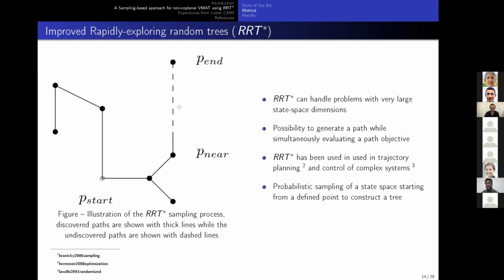So RRT is used usually in robotic trajectory planning or in robotic control, or usually in control of systems. But it's probabilistic, so you start to sample at random to try to attain a goal.